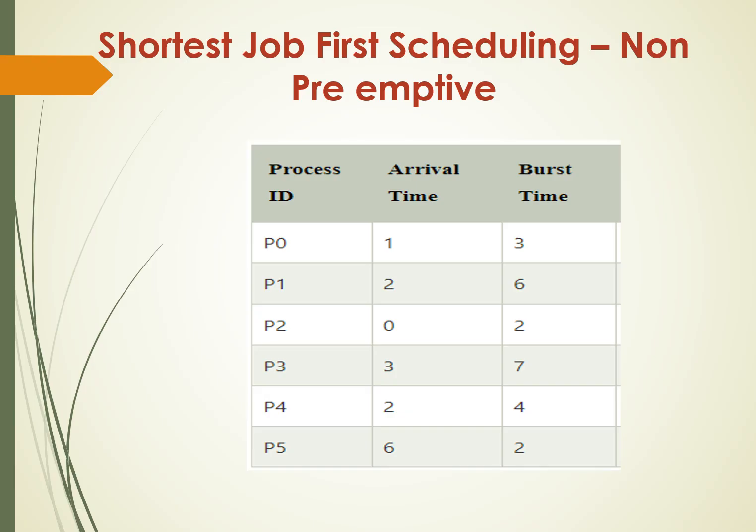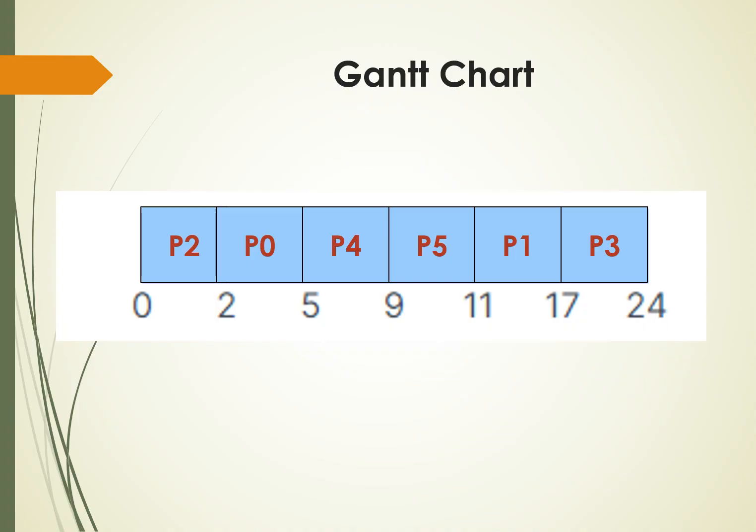While executing P2, in these 2 seconds, who is arriving? P0 will be arriving at the first second, no? If more than one process arrives at the same time, then we have to go with the process that has the shortest job, that means the shortest burst time. Based on that, we are allowing the process. So as per that, we are allowing P0.